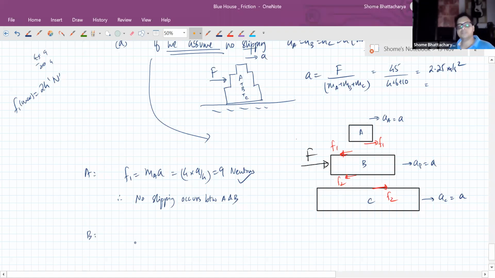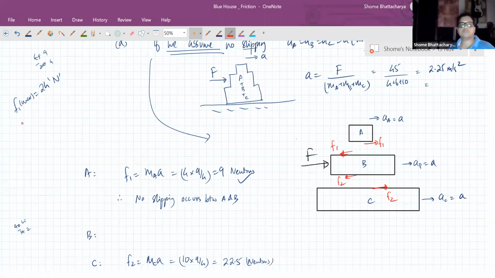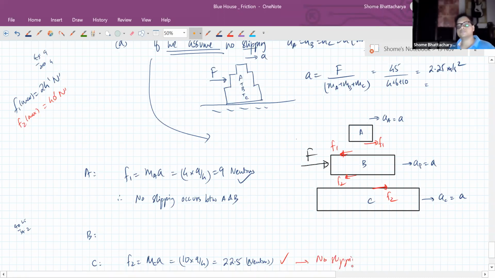So for B, we can write an equation, but more convenient for C, we can write the equation that F2 is mass of C into common acceleration. So how much is F2 required? Mass of C was 10 kg, and the common acceleration was 9 by 4. So that is 90 by 4, or it will become 45 by 2, or 22.5 newtons of friction is required. Now that's also well available to us, because we have seen that F2's maximum value was how much? It was 40 newtons. So this is also fine. So again, we can see that no slipping between B and C also.